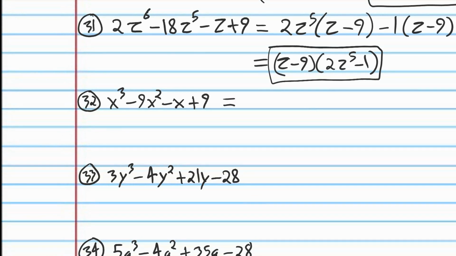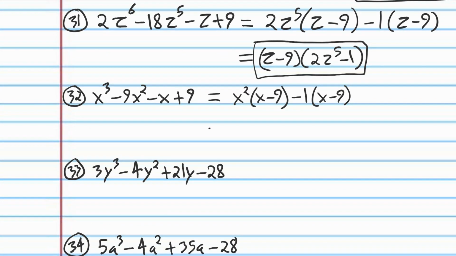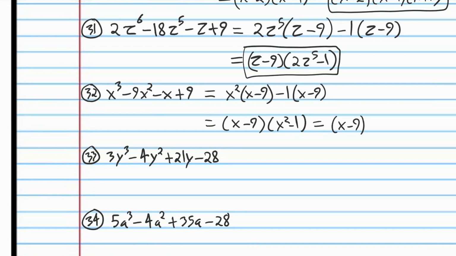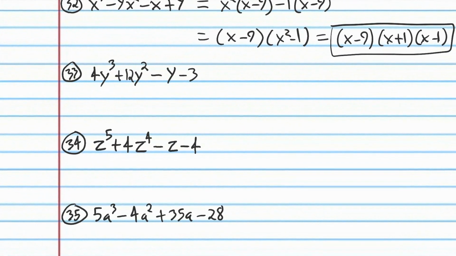All right, we're back. And we have x squared minus 1, so we can keep going with that. We have x plus 1 and x minus 1. So if you got that answer, good job. So let's do number 33 together.